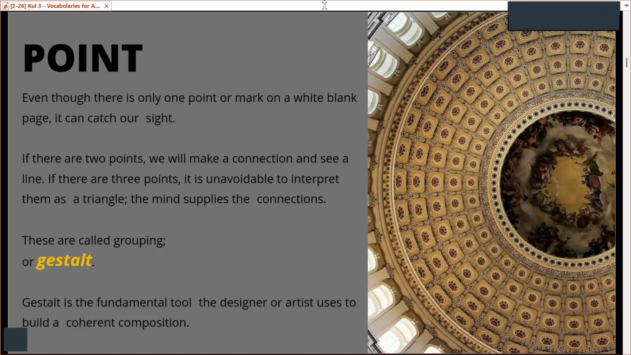These are called grouping or gestalt. Gestalt is the fundamental tool the designer or artist uses to build a coherent composition. So if you see the dot on the right picture, if you see just one dot or one element, it doesn't say anything. But then if you zoom out, it creates as if, how many lines does it make? How many lines can you see?